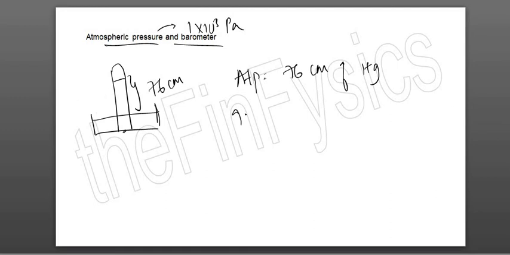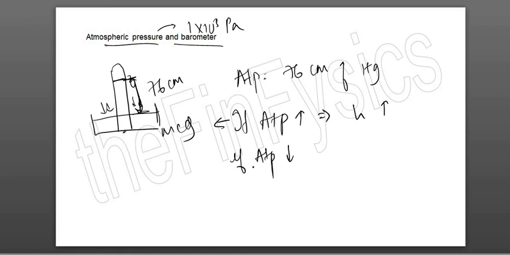Now if atmospheric pressure increases, this is what they ask in MCQs. If the atmospheric pressure increases, then the mercury is forced to go in. So this is the height, bachas, that we take: the height of liquid in the tube and the height of liquid in the trough. So if atmospheric pressure increases, the height of mercury in the tube will increase. If atmospheric pressure decreases, then the mercury will flow out. The level of liquid in the trough increases, in the tube decreases, so the height will decrease. This is what they ask in MCQs.